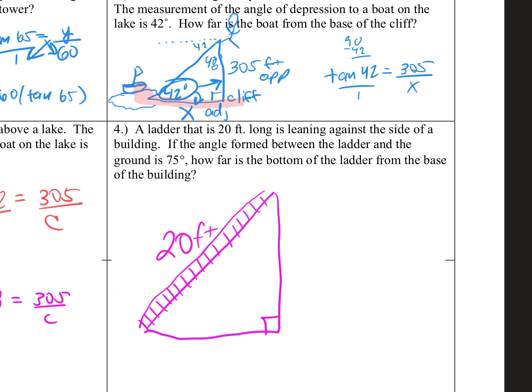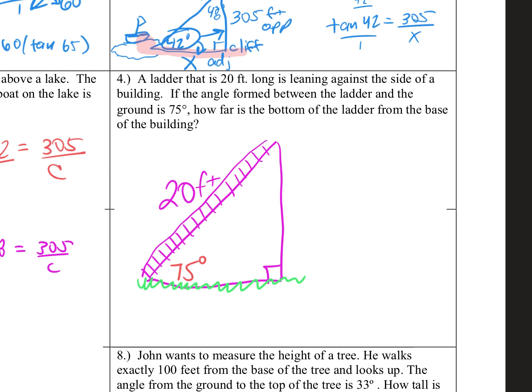The angle formed between the ladder and the ground. Do you guys agree that the ground is right here? Right? There's my grass. So look at it. The angle between the grass and the ladder, can you clearly see where those two things meet? Yes. Where do they meet? At what angle of elevation? 75 degrees.